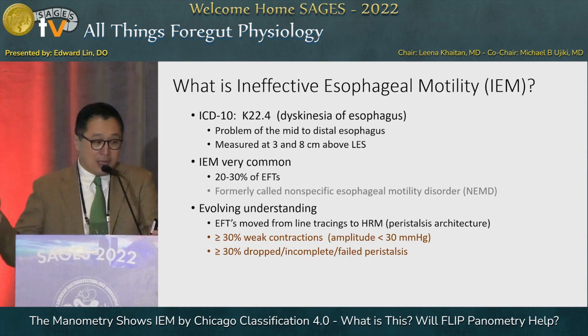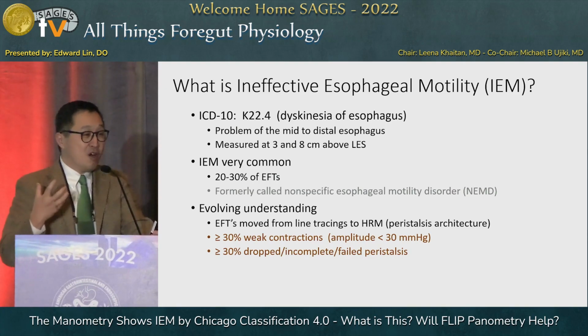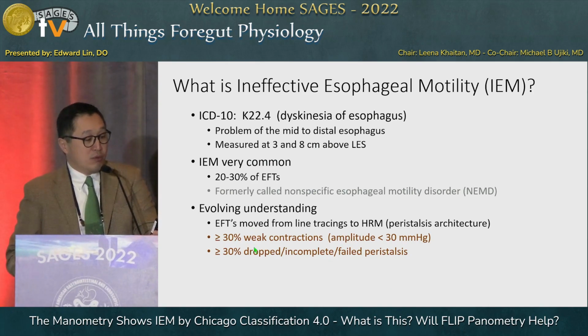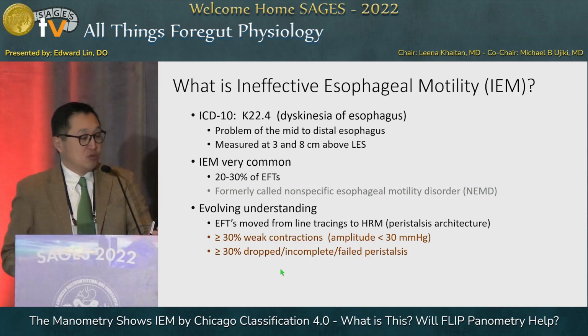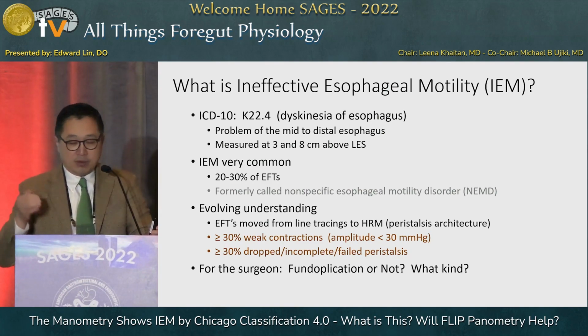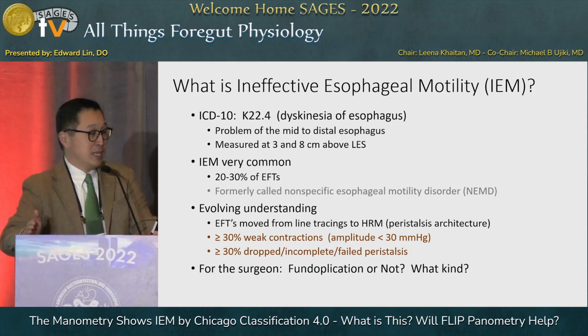It's moved from line tracings to high-resolution manometry, where now you have 3D architecture of your peristalsis. But historically, it's more than 3 out of 10, or 30% weak contractions, which means amplitude of less than 30 millimeters of mercury, or more than 30% dropped, incomplete, or failed peristalsis. And I keep that in mind as really our anchoring point as different definitions evolve. For the surgeon, the bottom line is, are you going to do a fundoplication or not? And if you do, what kind are you going to do?